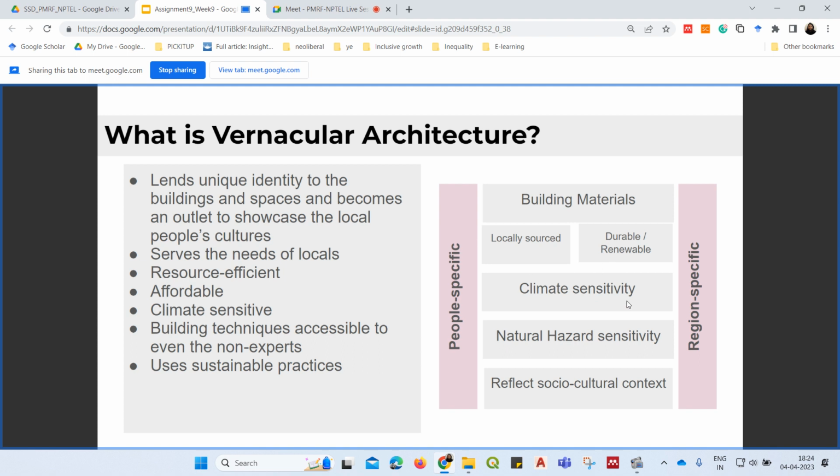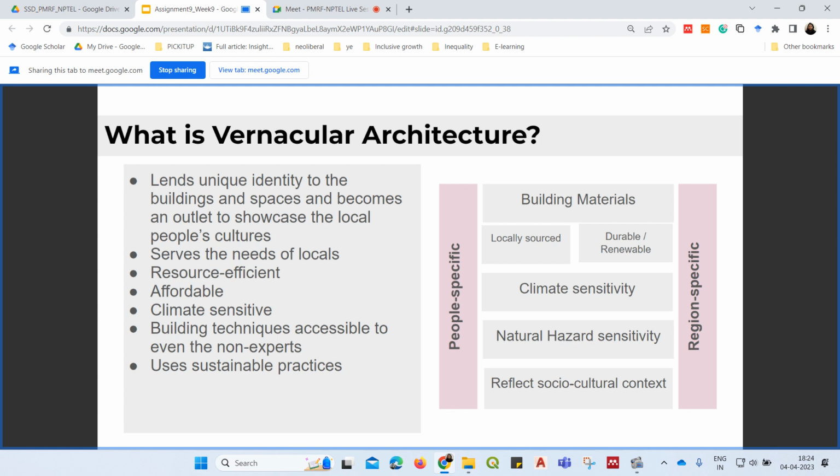Then the building needs to have climate sensitivity. It needs to be climate responsive, suited to the specific climate of the particular area in which it is located. It also needs to have natural hazard sensitivity. This is another thing which we often forget while studying vernacular architecture, that not only is the architecture climate sensitive, it is also natural hazard sensitive. So if you see building construction in seismic zones or areas with high seismic activity, the buildings are often designed keeping in mind that the design is sensitive to seismic activity, so that the building doesn't collapse easily when there is a small seismic activity or tremors.